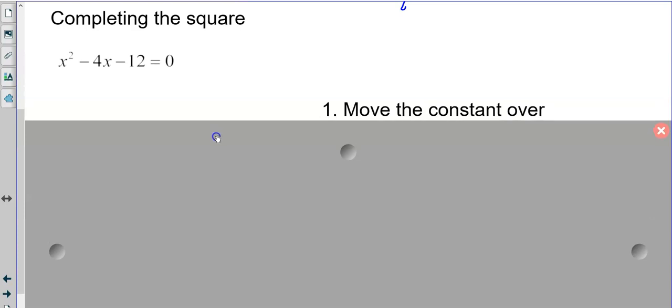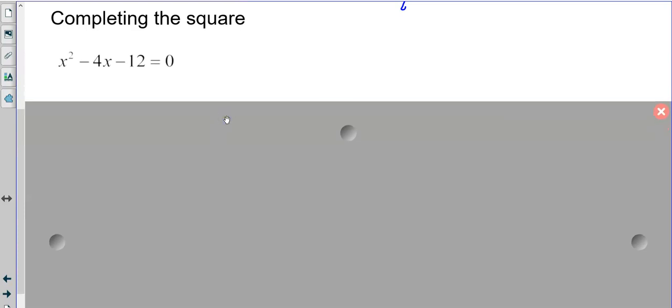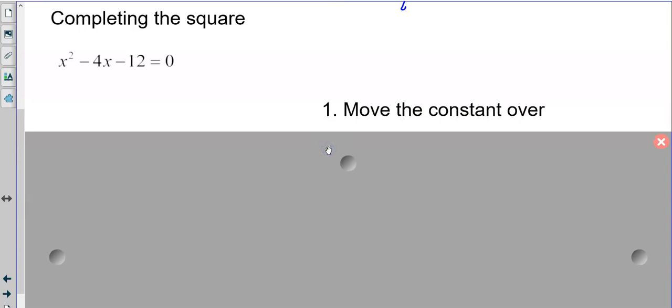So here it is. Here's a quadratic. We could probably factor this, but we're not going to. We're going to complete the square. So move the constant over. In this case, we're going to have to add 12 to both sides in order to move that constant over. So we get x squared minus 4x plus blank equals 12 plus blank.